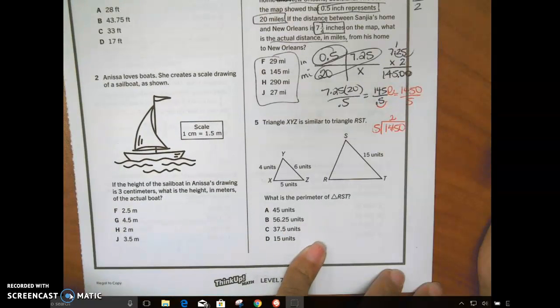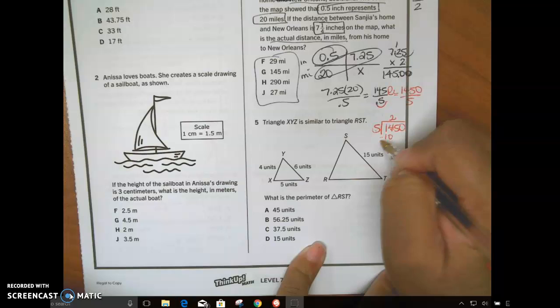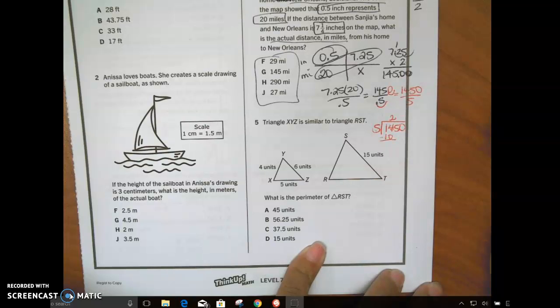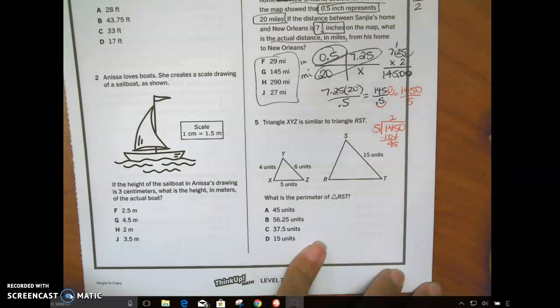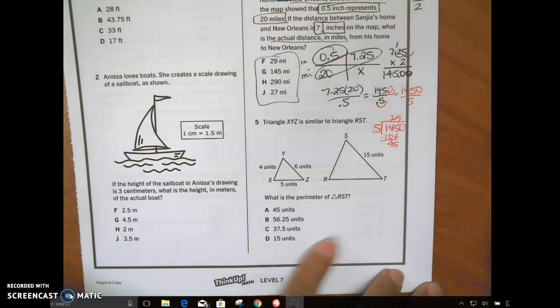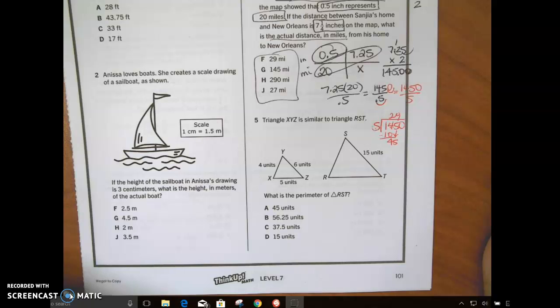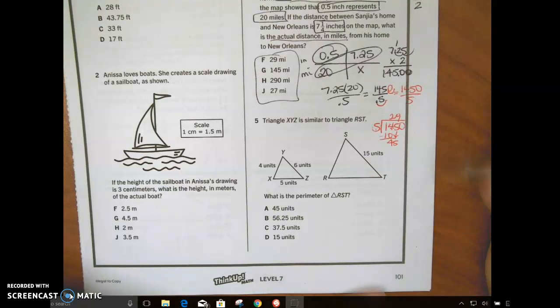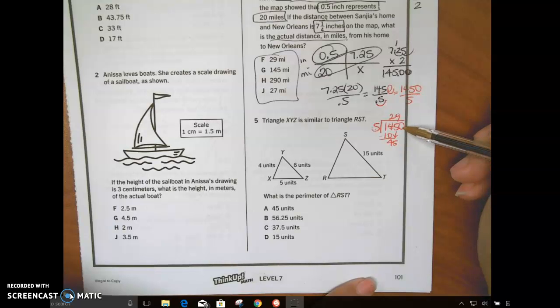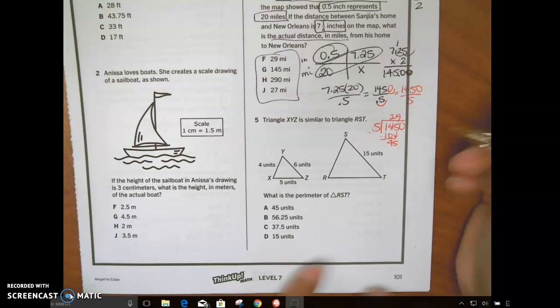2 times 5. 10 from 14. 4. Bring down the 5 into 45. 9. My answer is 29, right? Nope. Am I done dividing? No, I need to go to this last place. 9 times 5, 45.